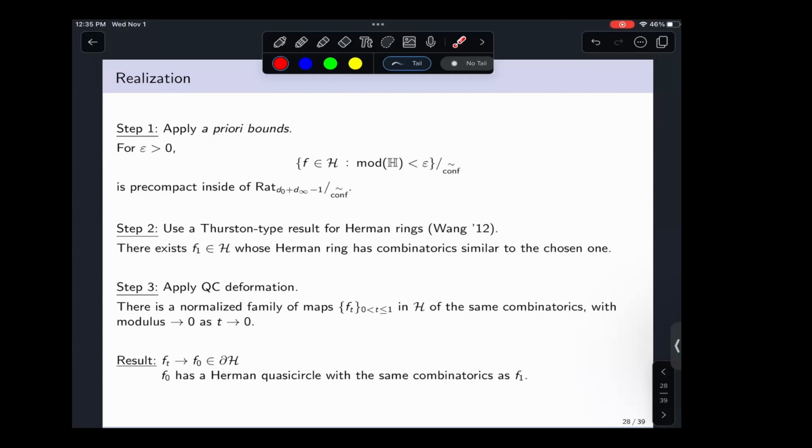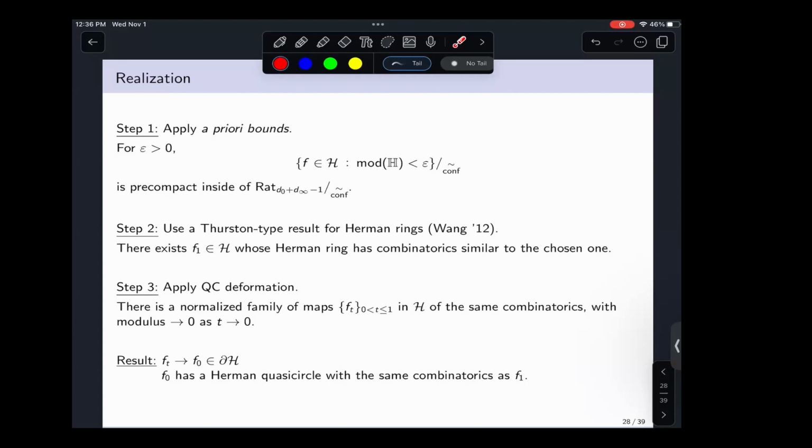Okay. And this also answers a question by Eremenko. What I can do is, in order to produce Herman curves that are not unit circles, I can just choose any combinatorial data that I want to be non-symmetric. It doesn't have the same inner and outer degrees for every critical point.